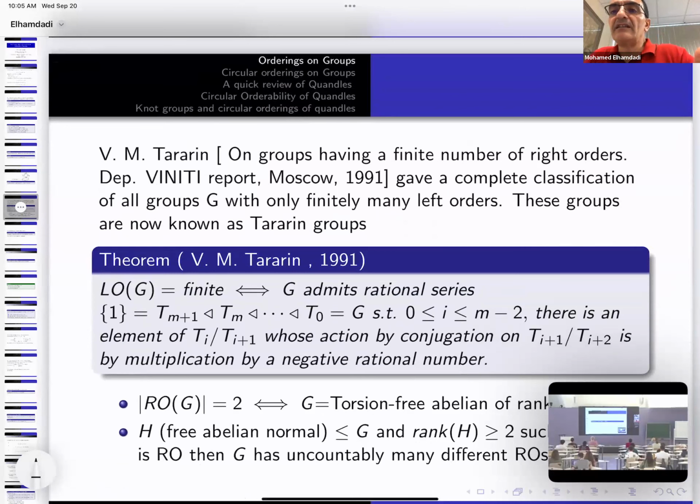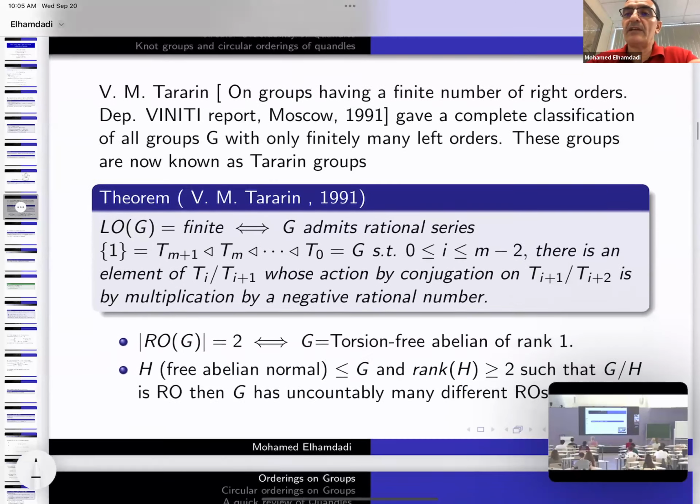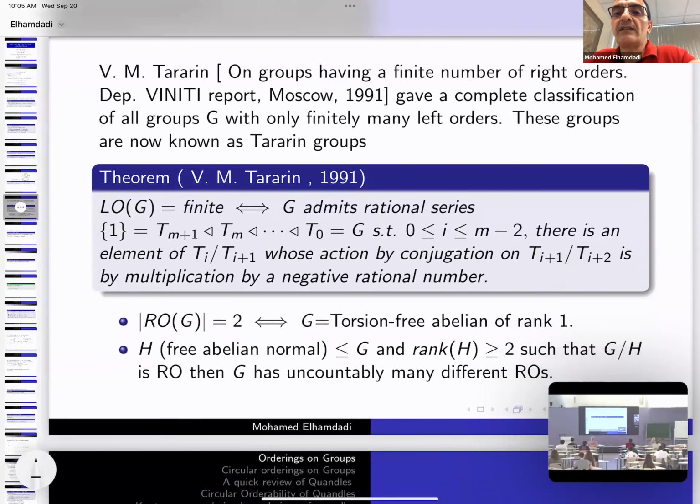Back in 1999, Tararin gave this nice complete classification of all groups with only finitely many left orderings. Then you are given a group and you ask how many possible left orderings you can have on the group. And his theorem states the following. The set of left orderings on a group G will be finite if and only if the group G admits a rational series like this, such that when you take the quotient Ti by Ti plus one, whose action by conjugation on Ti plus one mod Ti plus two is multiplication by a non-negative rational number.